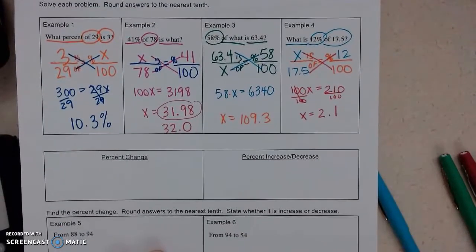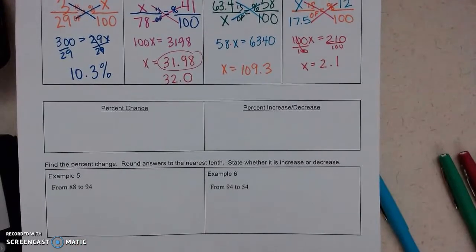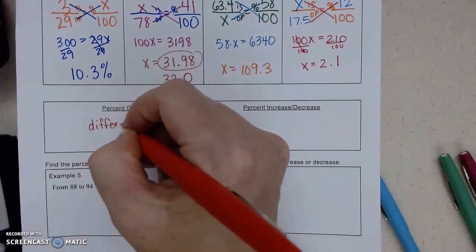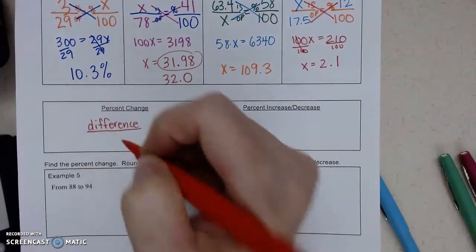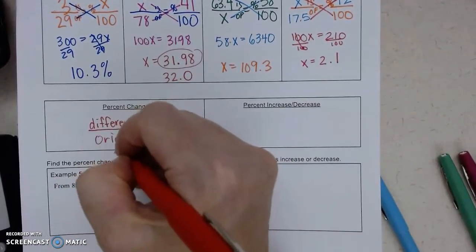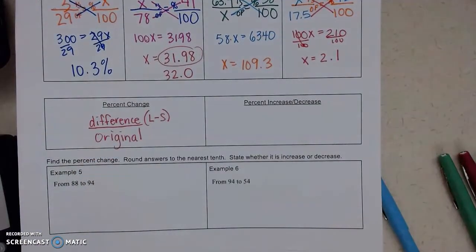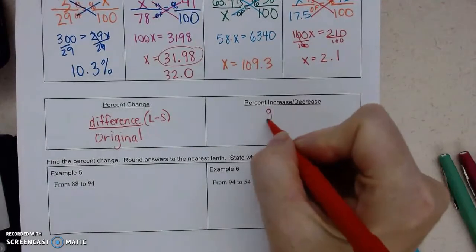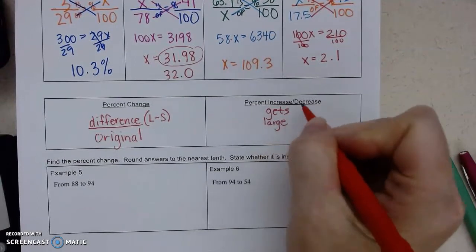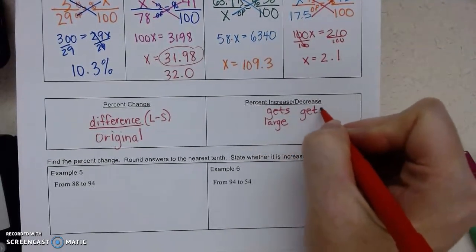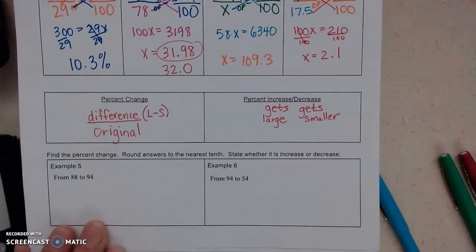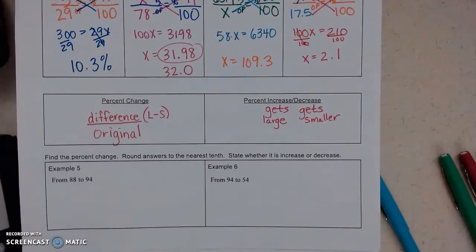Okay, percent change. So percent change can be up or down, but what you're going to do is find the difference, whether it's smaller or larger. We don't even say it's negative, just take the bigger minus the smaller. So larger minus smaller. And you're always going to divide it by the original cost. Whether that's lower or higher does not matter. Percent increase, obviously, is if your number got larger, and decrease if your number gets smaller from the description. So find the percent change, round answers to 1 decimal place, and state whether it's increase or decrease.